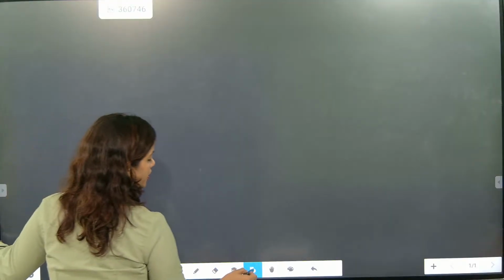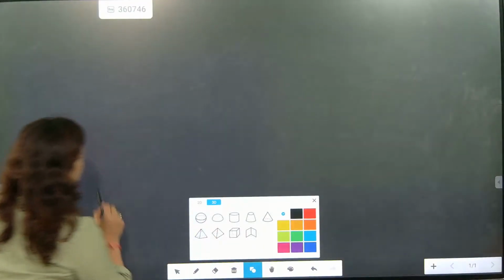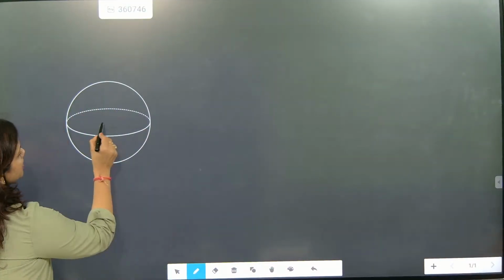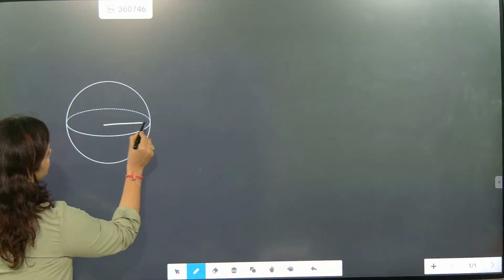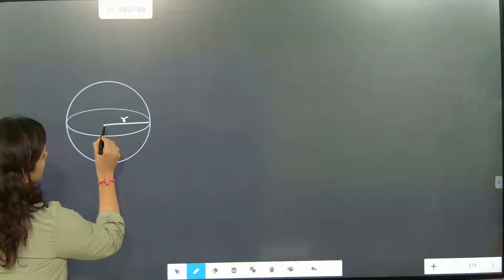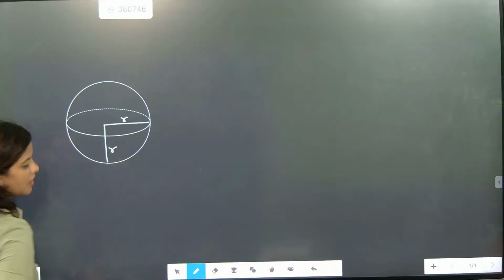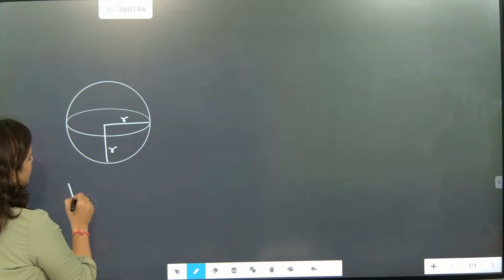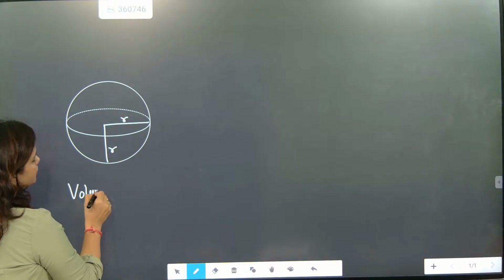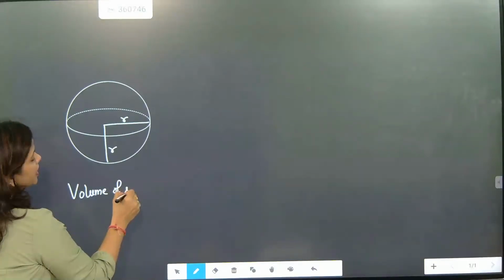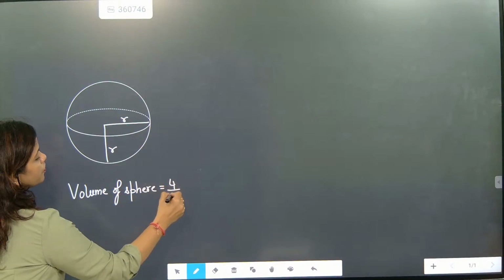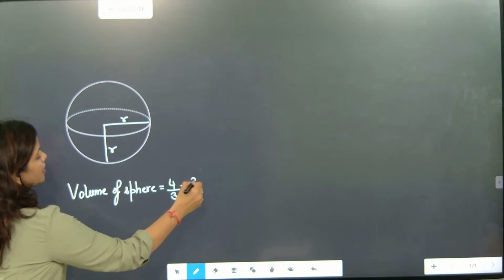When we talk about sphere and hemisphere, this is exactly called a sphere. Understood? The sphere is a three-dimensional figure. This will be radius r. This will also be radius r, beta. So this is radius r and this is radius r. So when somebody asks you the volume of a sphere, the volume of sphere is 4 by 3 pi r cube.